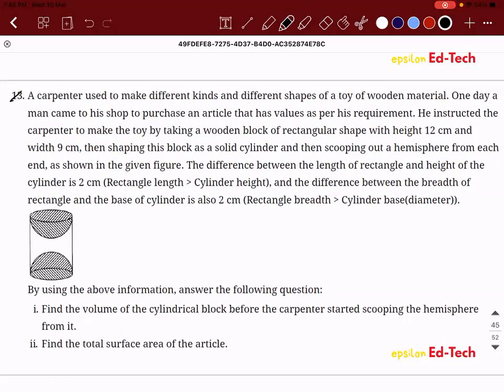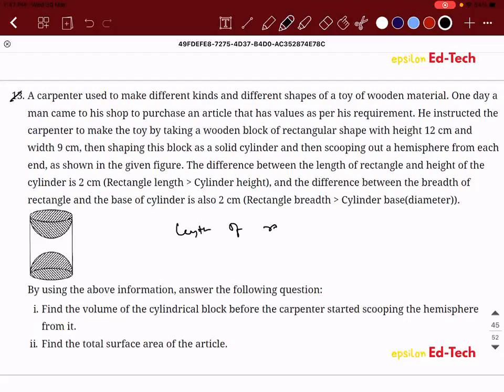The difference between the breadth of the rectangle and the base of the cylinder is 2 centimeter. Rectangle breadth is greater than the cylindrical base diameter. Now, by using the above information, find the volume of the cylindrical block before the carpenter started scooping the hemisphere from it. So, what is the answer, guys? What is the answer? So, what is the data given?